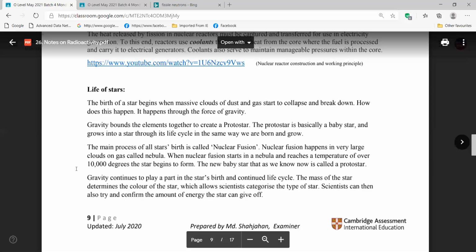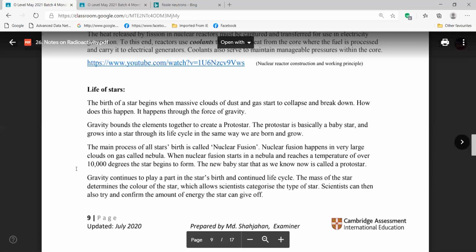Life of stars. The birth of a star begins when a massive cloud of dust and gas starts to collapse and break down. How does this happen? It happens through the force of gravity. Gravity bonds the elements together to create a protostar. What is a protostar, sir? Okay, continue, I think it will be explained. The protostar is basically a baby star. Sir, does proto in Latin or any other language mean baby? Yes, like that. Okay, continue.